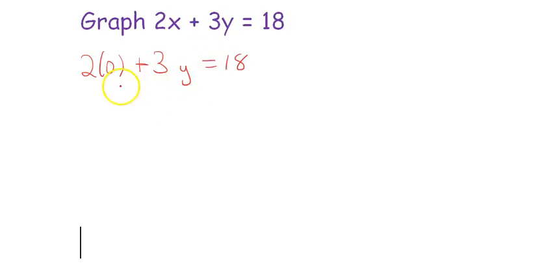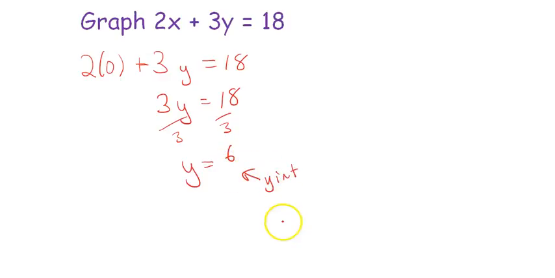That's going to help us find our y-intercept because the x value of anything on the y-axis is 0. 2 times 0 is 0, so I'm just left with 3y on this side. And so I have 3y equals 18. If I divide by 3, I get y to be 6, and that is actually my y-intercept. You need to know that.